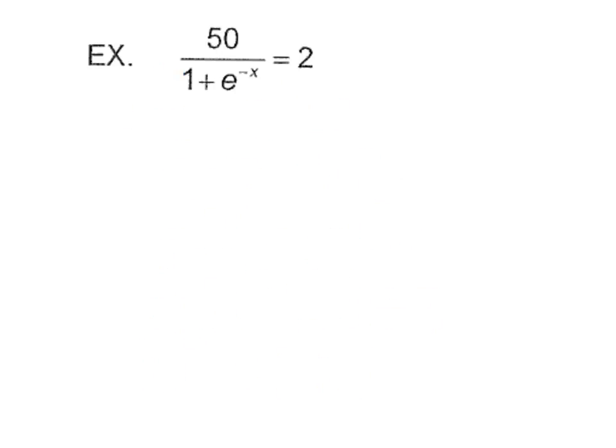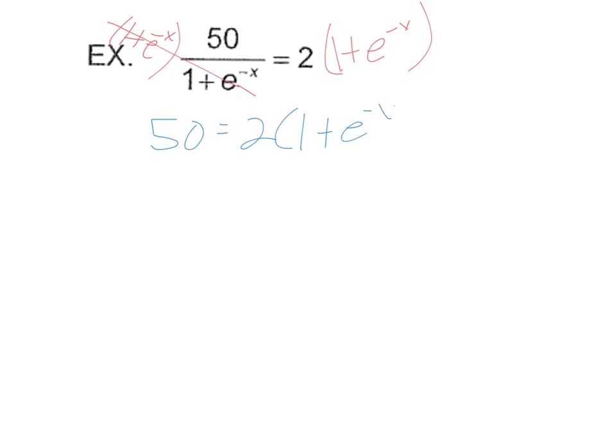50 over 1 plus e to the negative x equals 2. Now that e is in the bottom, we don't want it in the bottom. You can get it out by multiplying both sides by the denominator, 1 plus e to the negative x. So the 1 plus e to the negative x cancels with the one on the bottom. 50 equals 2 times 1 plus e to the negative x. Now, you could distribute the 2, or you can just divide the 2 out right now, which is what I'm going to do.